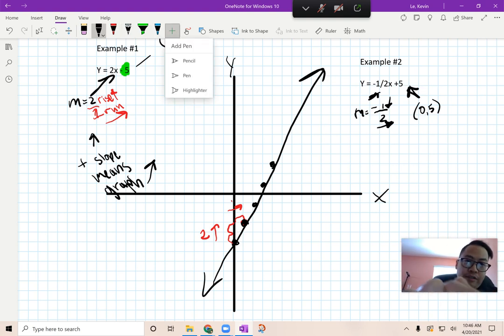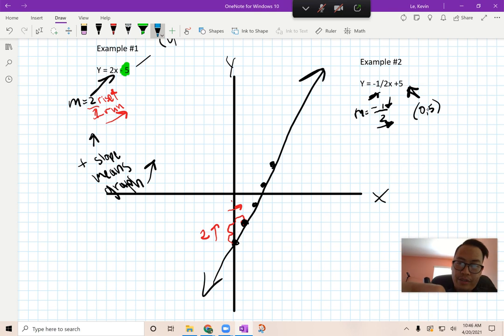So let me pick a different color, and now I go to 0, 5. I start first with my y-intercept, begin there. So 1, 2, 3, 4, 5. Here's my y-intercept. And then my slope says to go down by 1 and then to the right by 2. Down by 1, over by 2, down by 1, over by 2, down by 1, over by 2, and down by 1, over by 2. And now I have at least 5 points.